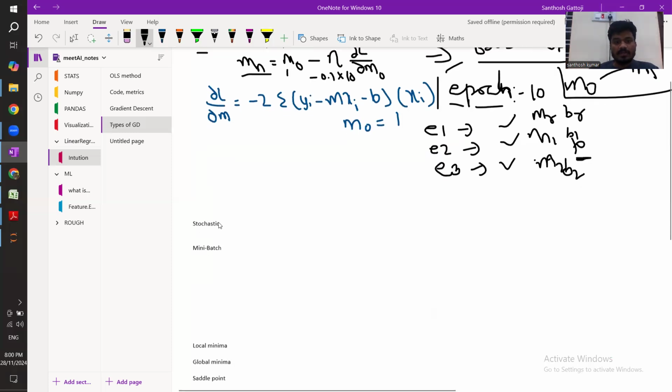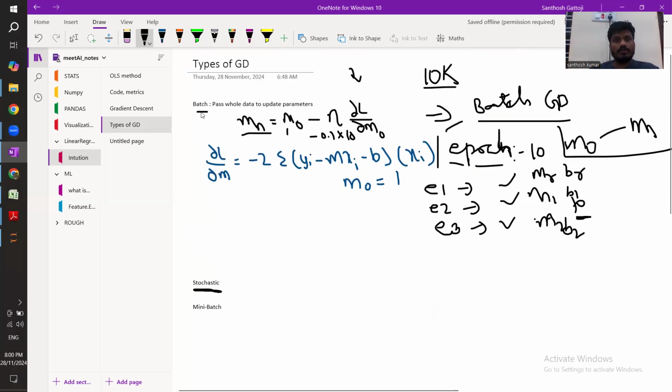Now, coming to stochastic, we have another thing called stochastic gradient descent. First I will tell you why we should learn stochastic, because this is fine, but the problem with batch is, let's say you are having 1 million records. If you use batch, what happens? You need to take each record, calculate the loss, and then you need to update the values.